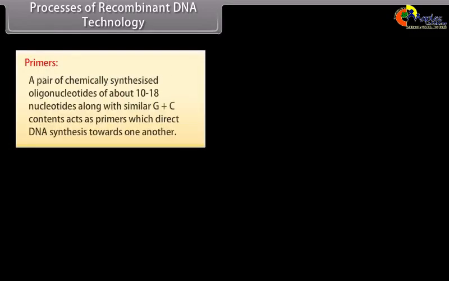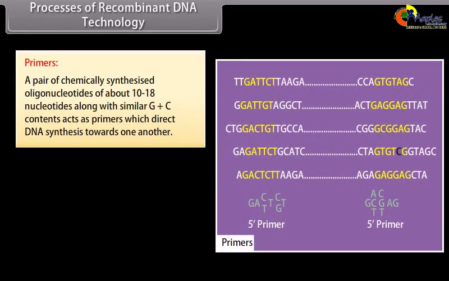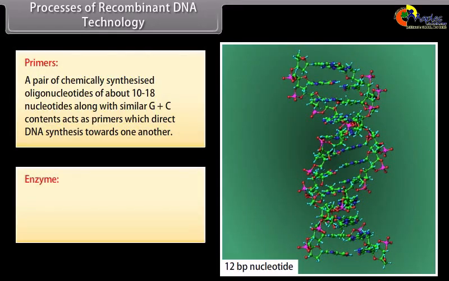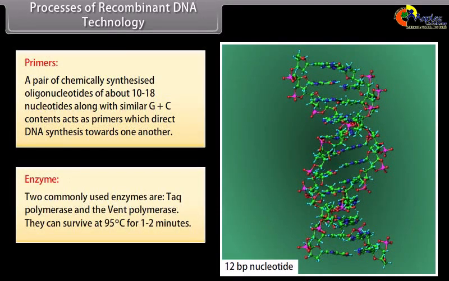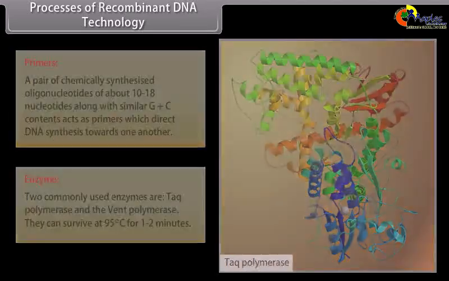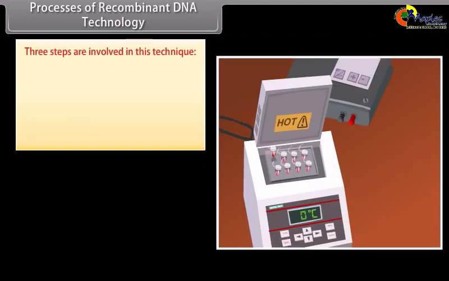Primers. A pair of chemically synthesized oligonucleotides of about 10 to 18 nucleotides along with similar G plus C contents act as primers with direct DNA synthesis towards one another. Enzyme. Two commonly used enzymes are Taq polymerase and the Vent polymerase. They can survive at 95 degrees Celsius for 1 to 2 minutes. Three steps are involved in this technique.